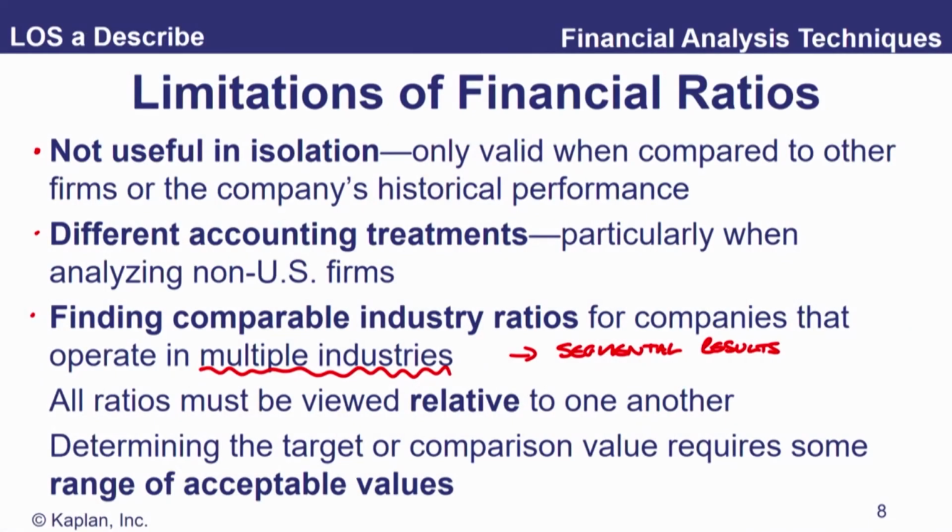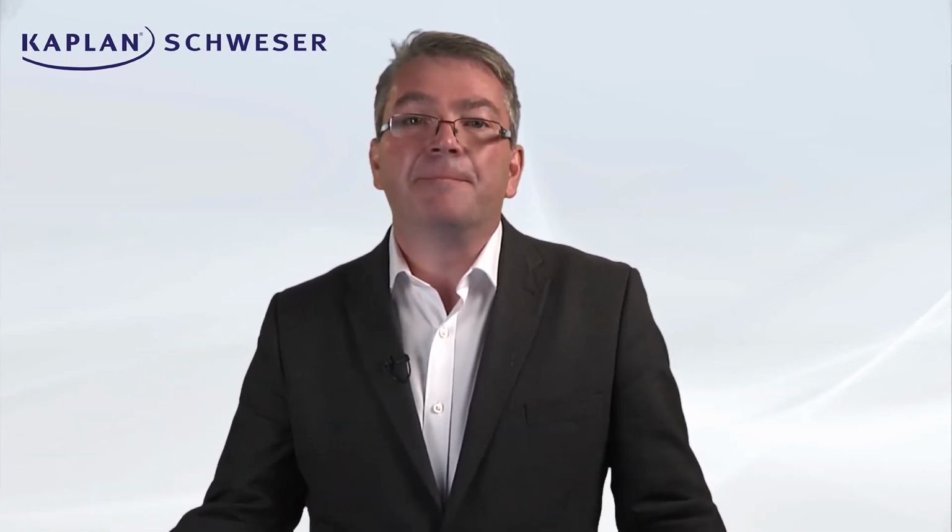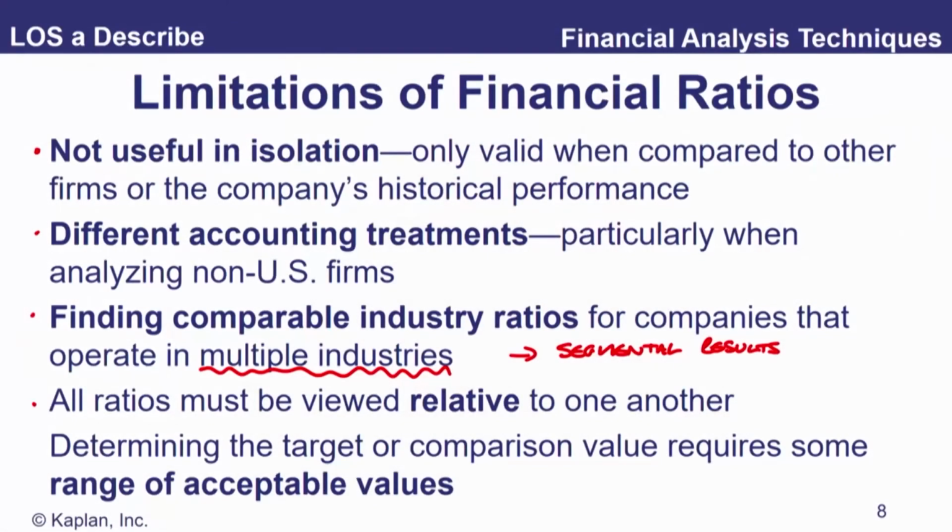All ratios must be viewed relative to one another. In other words, if one ratio changes, what does that tell us about another ratio? Okay, so we don't just simply view them in isolation, we need to look at the big picture. And then finally, of course, we might want to determine a target. In other words, a range of acceptable values for our ratios. And that, of course, brings in judgment.